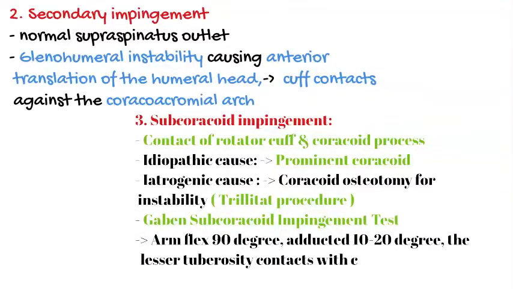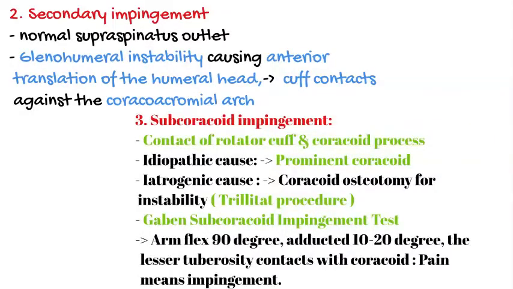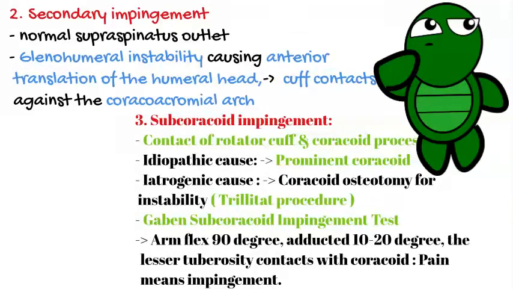We can confirm a subcoracoid impingement by doing the Gerber subcoracoid impingement test. How to do it? The arm is flexed at 90 degrees, adducted 10 to 20 degrees, and the lesser tuberosity will contact the coracoid, and if there is pain elicited, it means impingement.